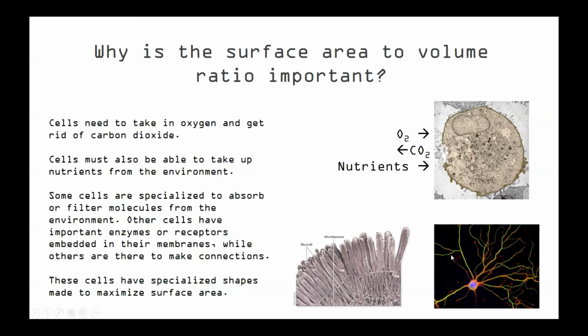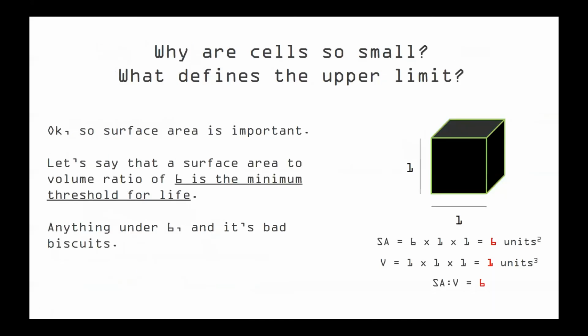Neurons need to be spread out quite a lot, so increasing that surface area to volume ratio. Okay, so we're going to again define the surface area to volume ratio of 6 as the minimum threshold for life. Anything under 6 and it's bad biscuits. Okay, so now we know more about that.